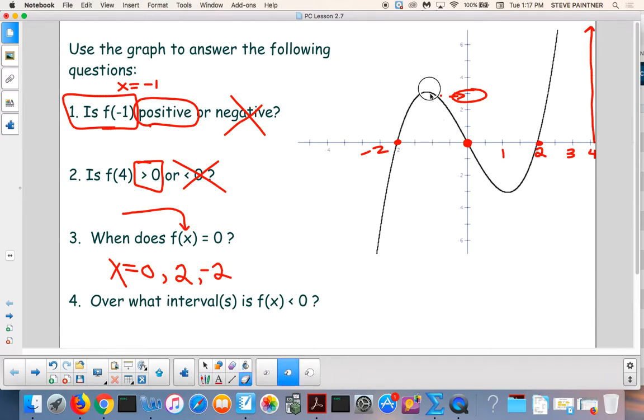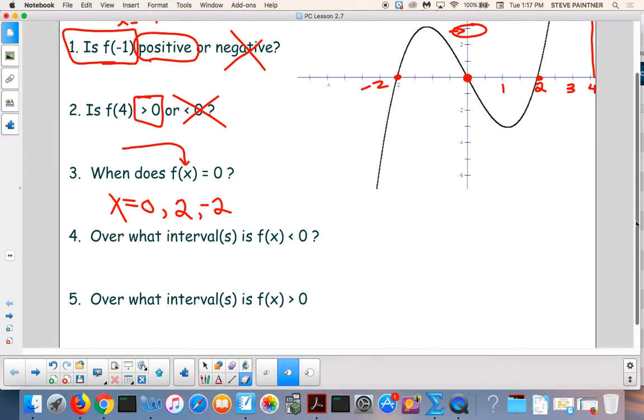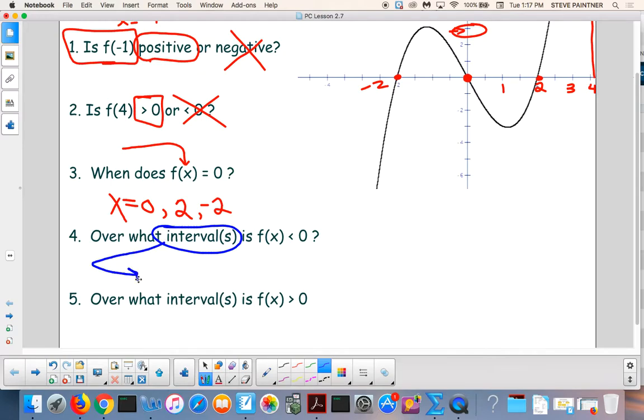Next, answer the next question. Over what intervals is f of x less than 0? First of all, do you remember from chapter 1? When I say intervals, what am I really saying? X values. So I'm saying intervals, but I'm really saying over what x values is your function going to be less than 0.